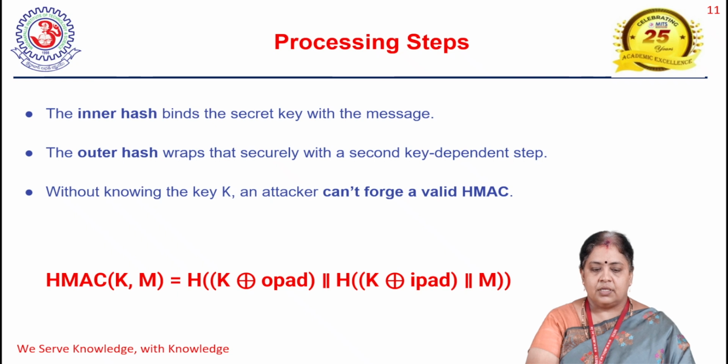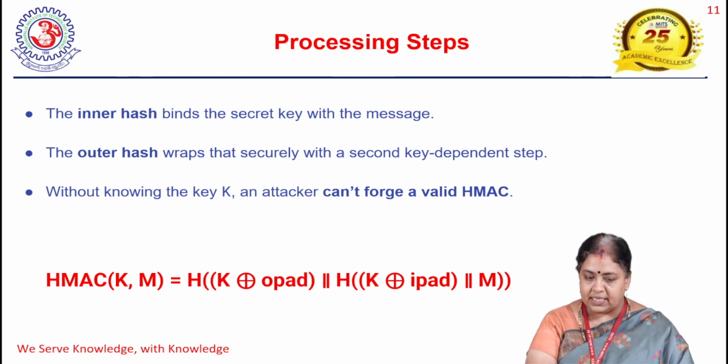So see the overall thing. The inner hash binds the secret key with the message. First step, inner hash: it binds the secret key with the message. Then the outer hash wraps that securely with a second key-dependent step. Those are the things performed by the inner hash as well as the outer hash. If the key is not known to the attacker, he cannot forge a valid HMAC. In order to generate an HMAC, he must know the key as well as the inner part and the outer part. This is the whole thing of how we apply HMAC on the message.